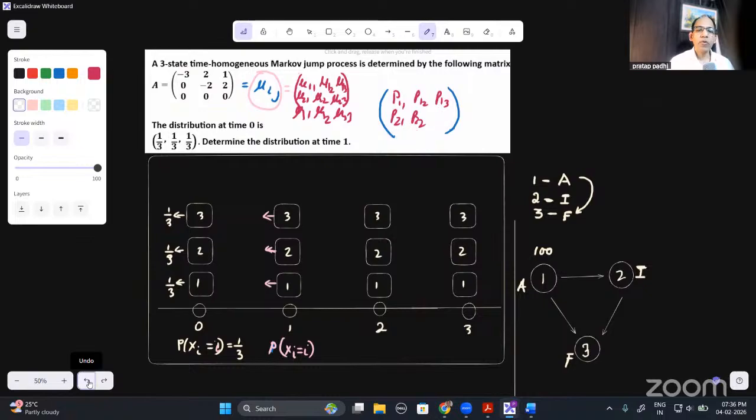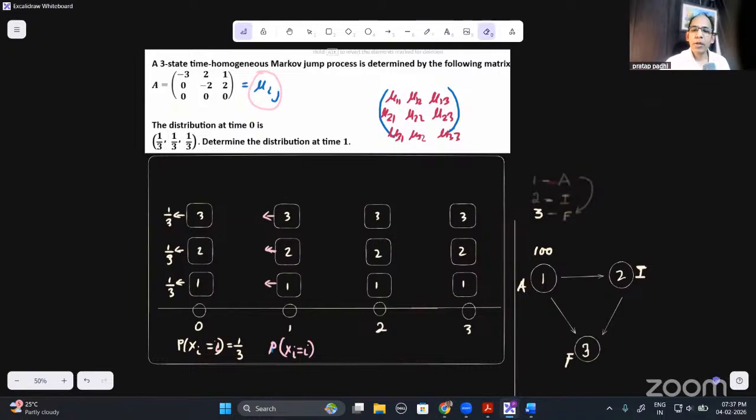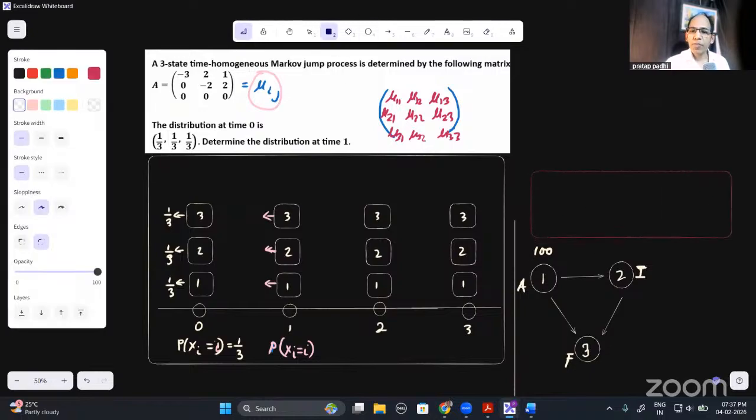Let me write properly so that there will be no confusion. Even in this class, we'll do one problem so that you will be able to do all the problems. So these are the mu's: mu11, mu12, mu13, mu21, mu22, mu23, mu31, mu32, mu33. If you use Kolmogorov's forward equations, I will do that now, you will get these probabilities. We'll do them one by one, and first we'll try to find this probability.